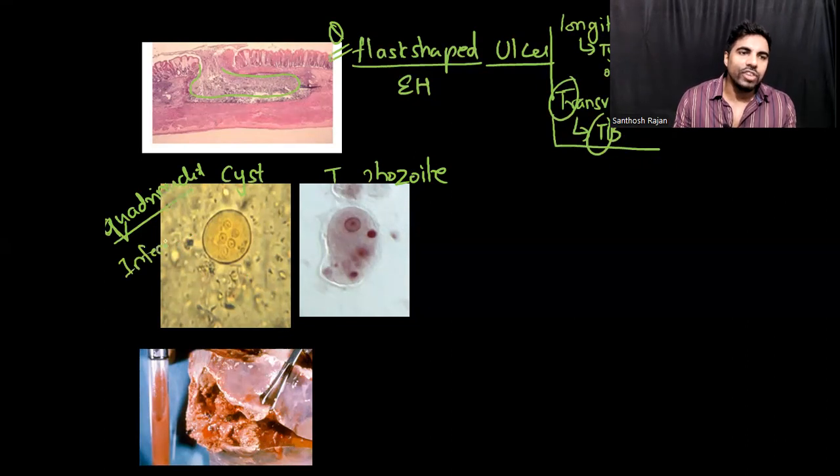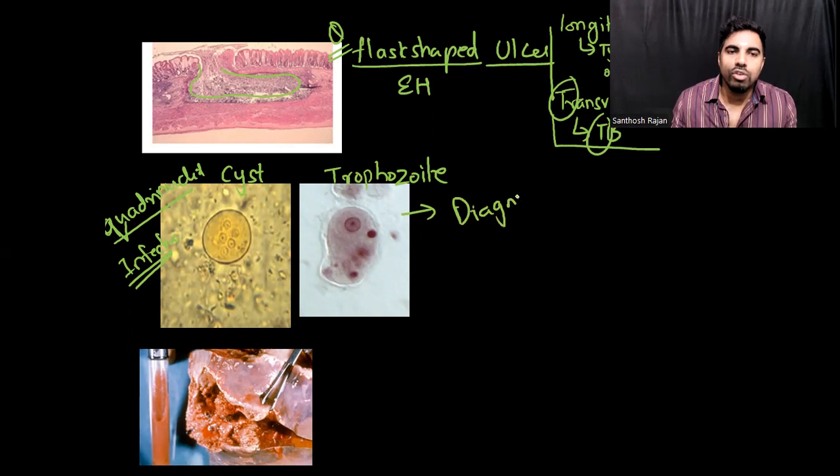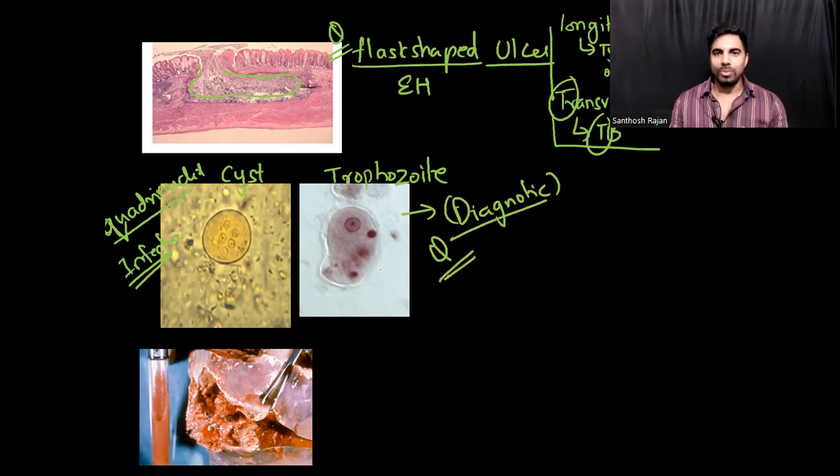Infective means in the fecal-oral route, what goes into our body is the cyst. But the trophozoite is the diagnostic form. Diagnostic form means if you see the trophozoite, that is more important than the cyst. That confirms you have Entamoeba histolytica and amoebiasis is there. Okay, so these are questions. Trophozoite will have RBCs inside, and the cyst will have four nuclei. Round oval shape with four nuclei. That's called quadrinucleate cyst. Very simple. You will not forget it.